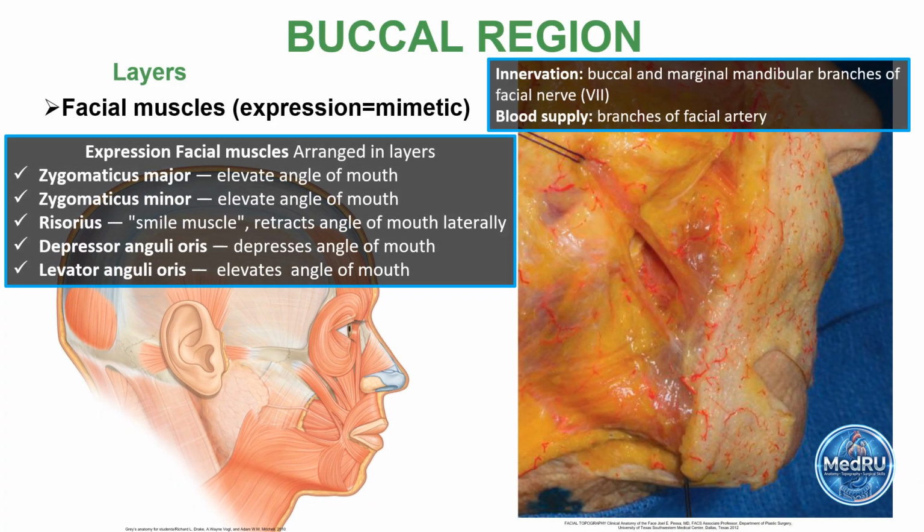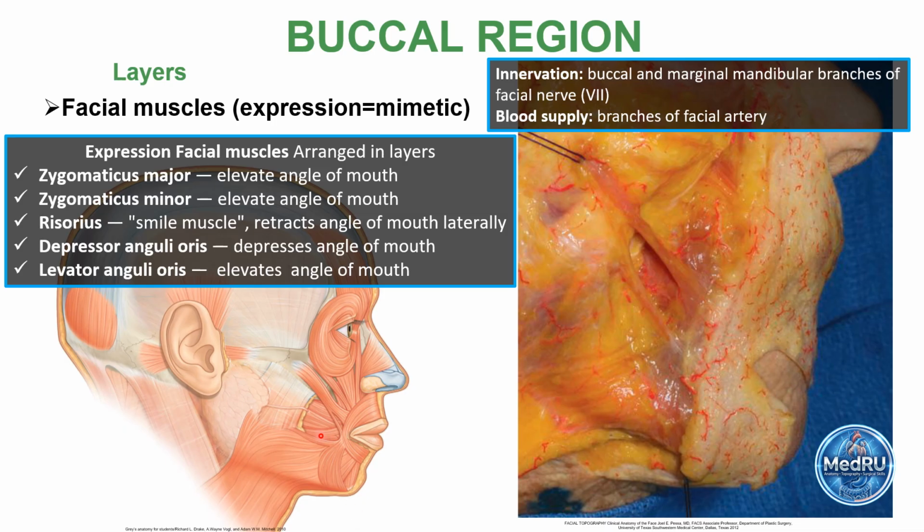The facial expression muscles of the buccal region are arranged in layers. The superficial layer includes the zygomaticus major and zygomaticus minor muscles. They originate from the zygomatic bone and insert into the modiolus and upper lip. Their primary function is to elevate the angle of the mouth, as in smiling. Deeper lies the risorius muscle.